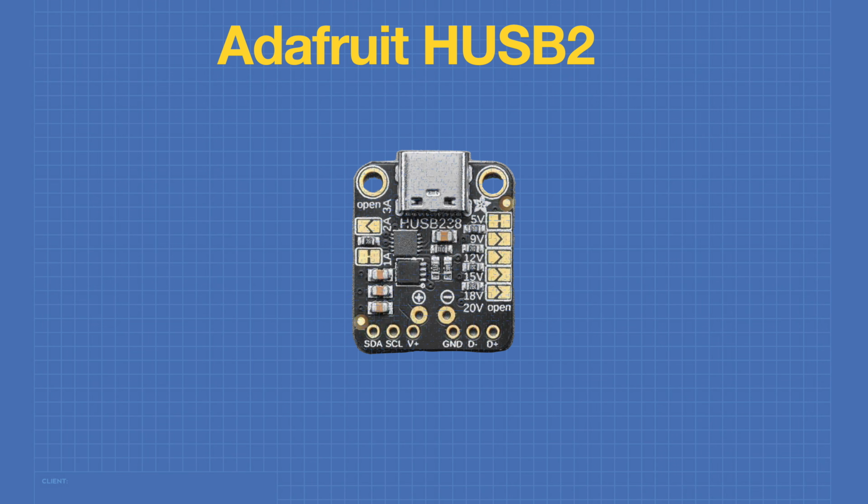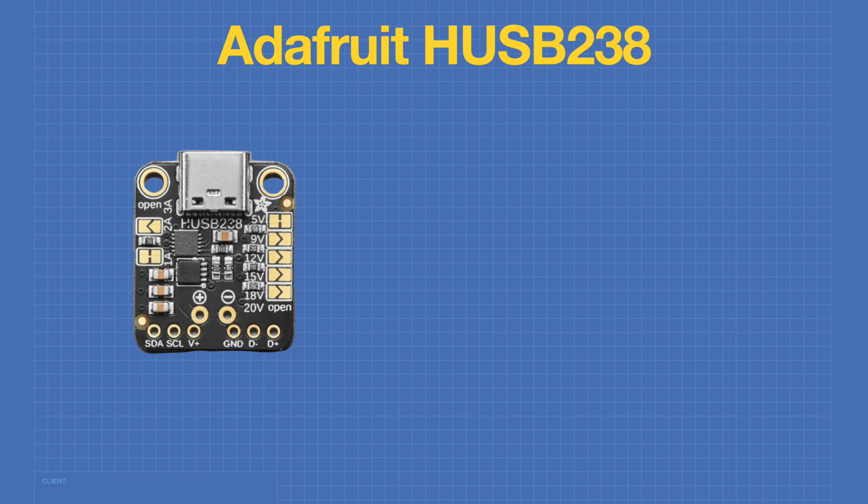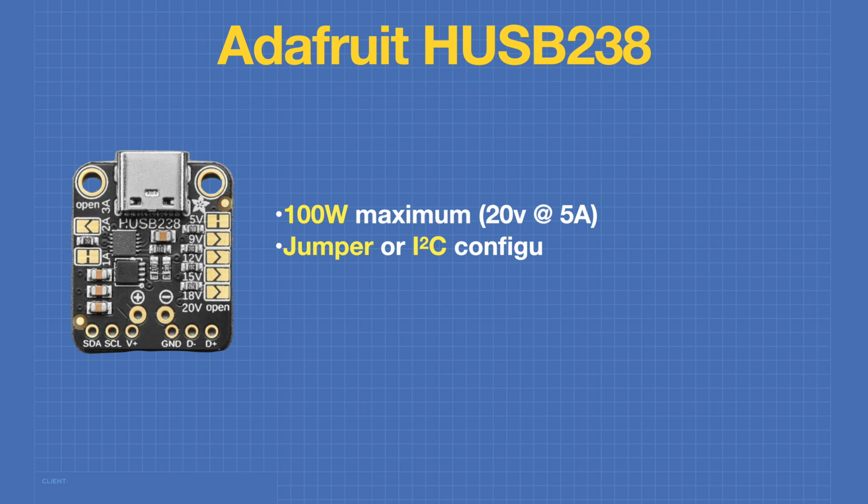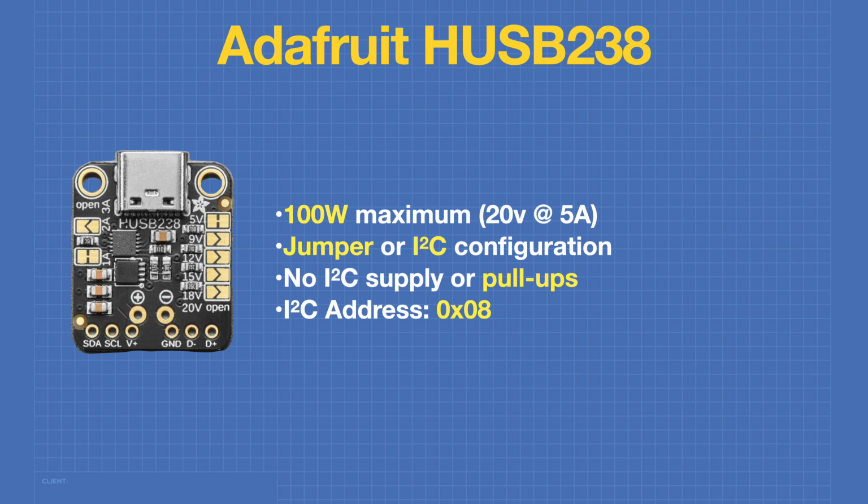HUSB238. The Adafruit HUSB238 is a power trigger module with a 100 watt maximum. This device can be configured either using jumpers or I2C. Note that there is no I2C supply or pull-ups on this device, and be aware of the voltages it handles, so be careful when using I2C with this. By default, the I2C address of the HUSB238 is hexadecimal 8.